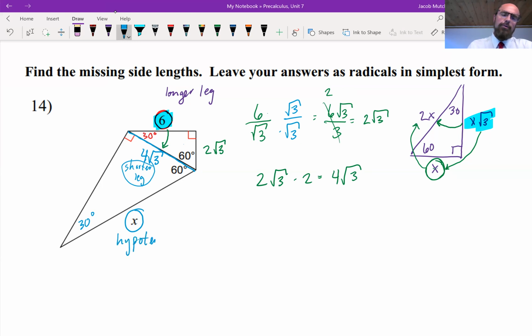I just need to multiply 4 square root of 3 by 2. In other words, I need to take the shorter leg length, double it to get the hypotenuse. So 4 square root of 3 times 2, 8 square root of 3, and that completes our search. The length of that hypotenuse of the lower 30, 60, 90 is 8 square root of 3.